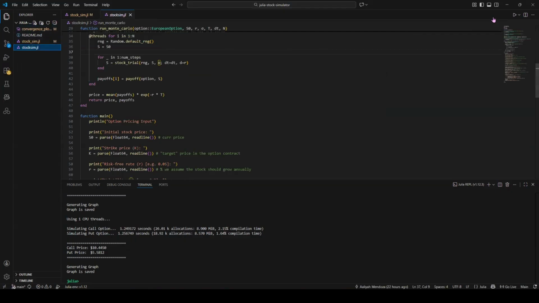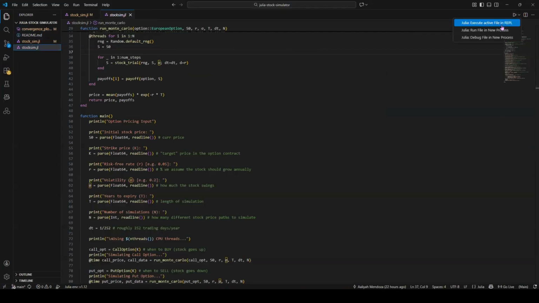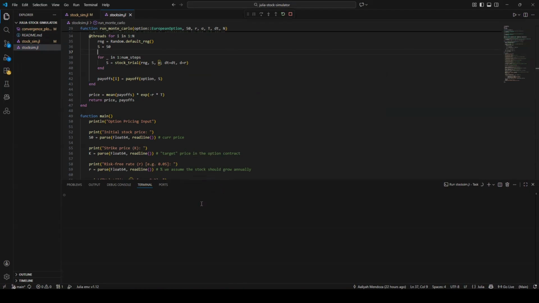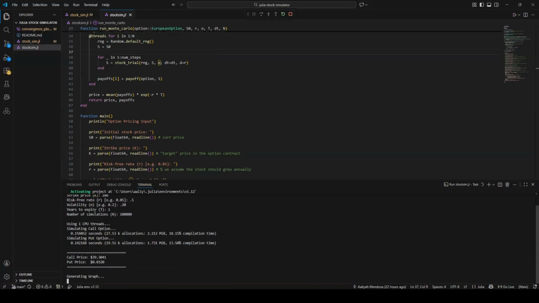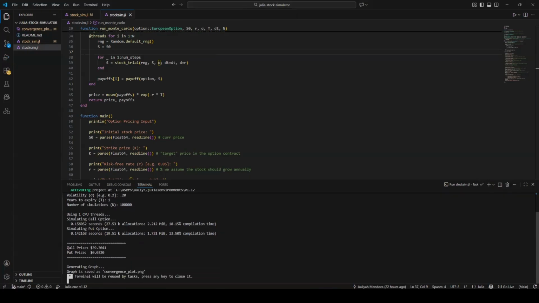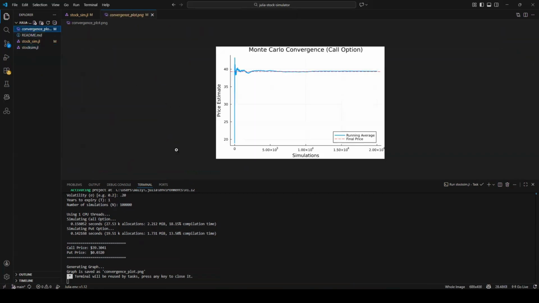So now we're going to go over our second version. In this version, we decided to allow the users to input whatever they wanted. So we can say $100, risk-free rate, and so on. This is a lot faster. Our call price with our inputs given is $39.30, and our put price is extremely low. And this is our graph for those inputs.